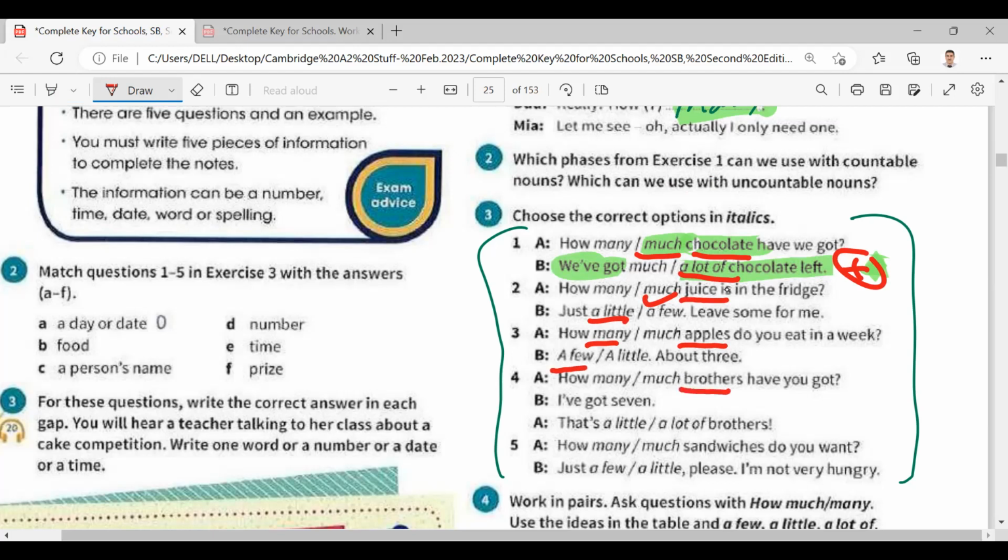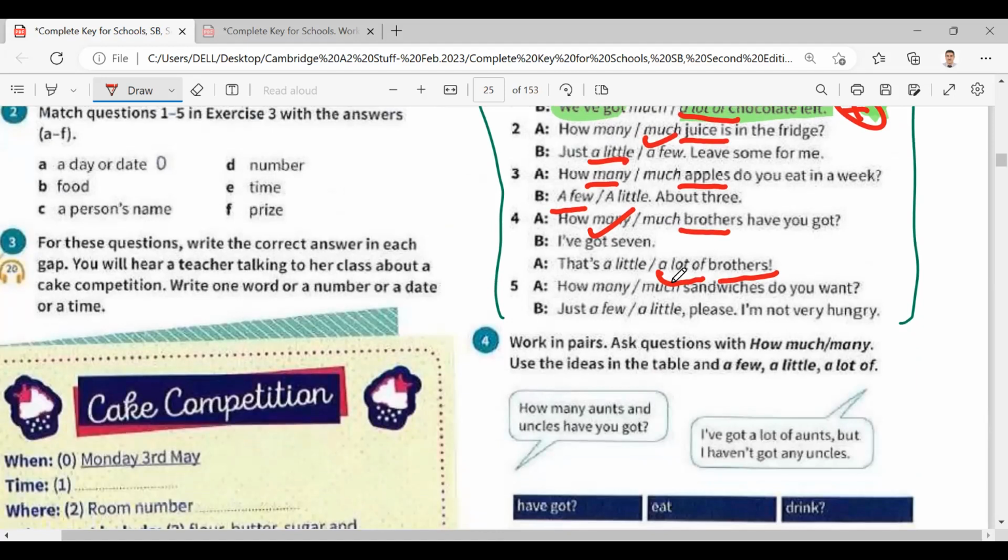How many brothers have you got? How many? Exactly, how many? I've got 7. That's all. A lot of brothers. Exactly, a lot of. Yes, a lot of. Can I say a little? Why? Because a little is only with uncountable nouns. How many sandwiches do you want? How many? The last one, just a few. A few. Wonderful, Sarah. Excellent.